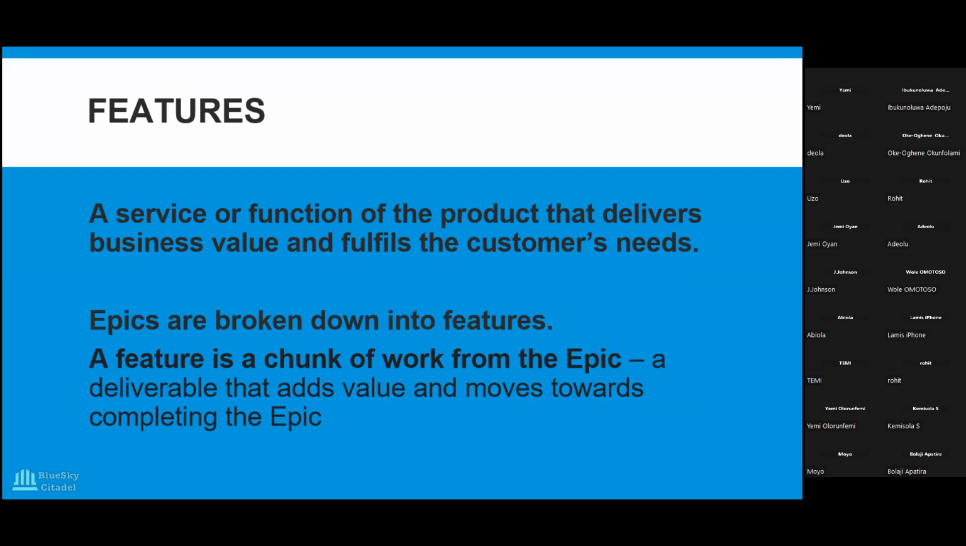So features are, or a feature is a service or function of the product that delivers business value and fulfills the customer's needs. In fact, that's just big grammar. But what it means is that epics are broken down into features. A feature is a chunk of work from the epic. That was just what I tried to explain now. A deliverable that adds value and moves towards completing the epic. In other words, as you're completing each feature, you are actually moving towards completing the epic.